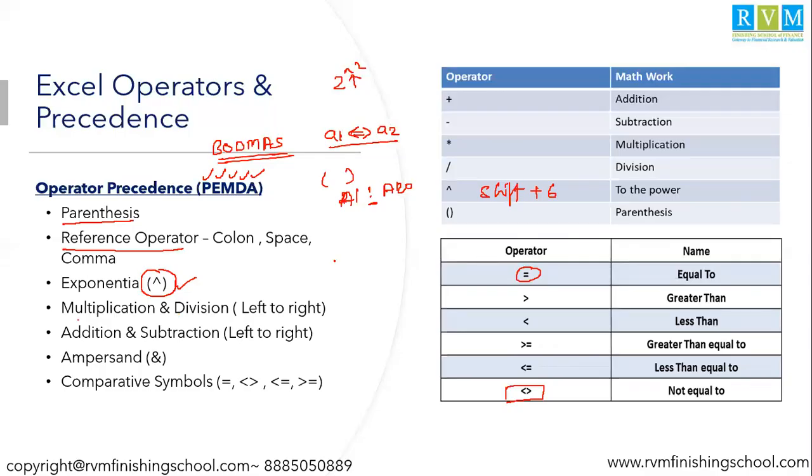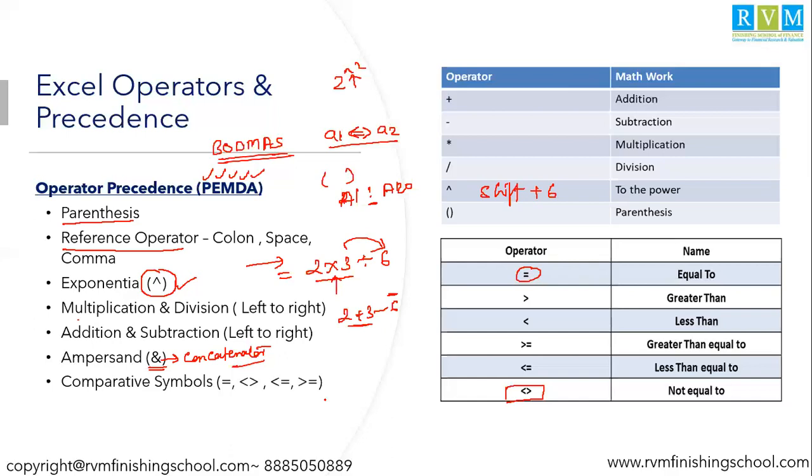If you have something like 2 into 3 divided by 6, the multiplication comes first from this side, so this will happen first and then the division. Same with addition and subtraction. If I write 2 plus 3 minus 6, this will get solved first and then this will happen. Then you have the ampersand, the and sign, which is basically a concatenator. We'll see this in our VLOOKUP as well as in our text functions.